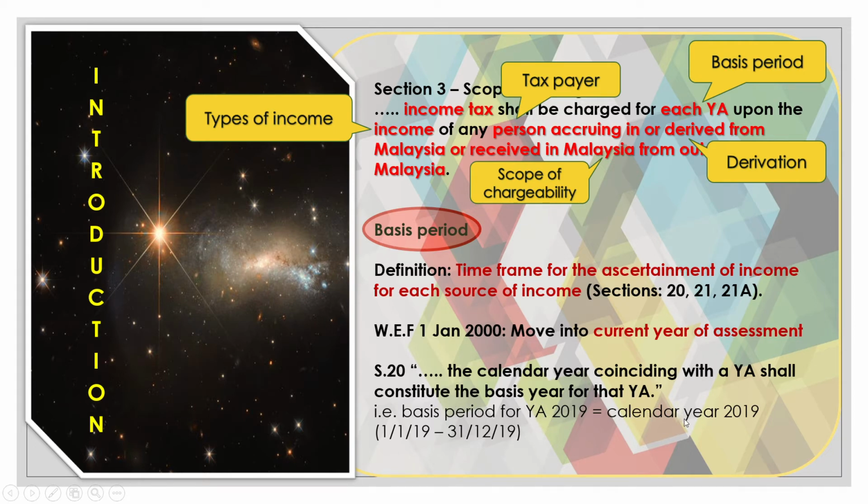And which year are we talking about? Calendar year, because this depends on the category of taxpayer. So for instance, in this example, the basis period for year of assessment 2019 would refer to calendar year 2019. What does it mean by calendar year? We know that the calendar year always starts on 1st January and ends on 31st December. So if we are talking about calendar year 2019, it would refer to 1st January 2019 up until 31st December 2019.